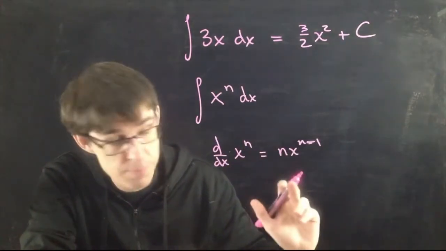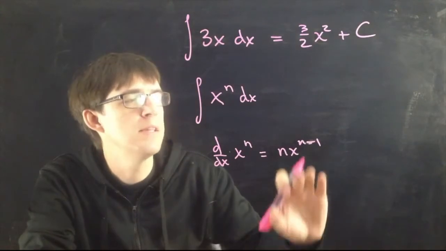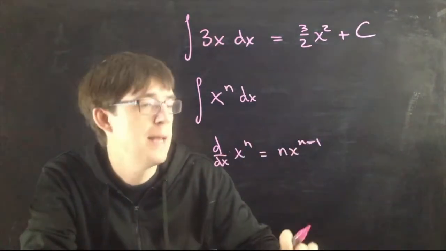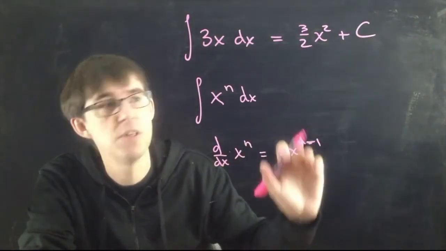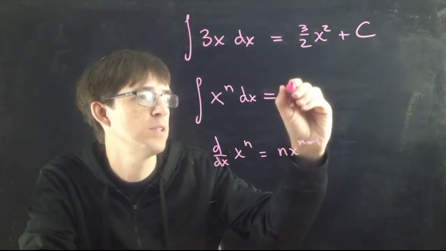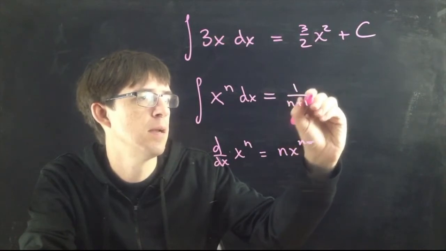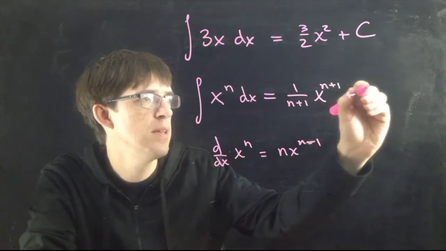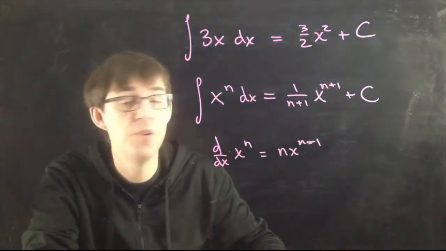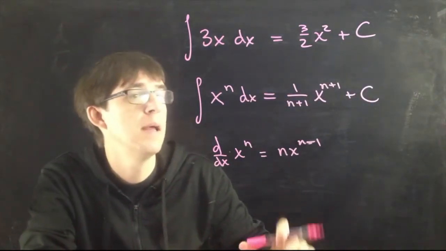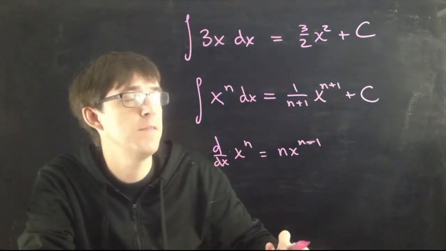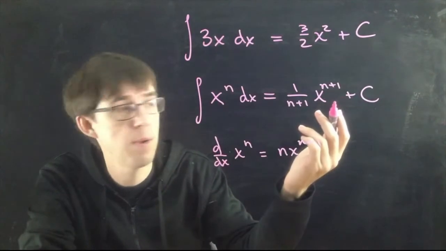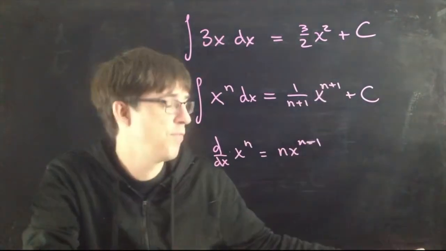The strategy is you multiply the exponent in front, and then you decrease the exponent. If I want to reverse that process, instead of decreasing the exponent, I should increase the exponent, and instead of multiplying in front, I should divide in front. So the way this works is you increase the exponent and then divide by the new exponent. This will always work. If you put x cubed in here, what do you get on the right side? You get x to the 4.